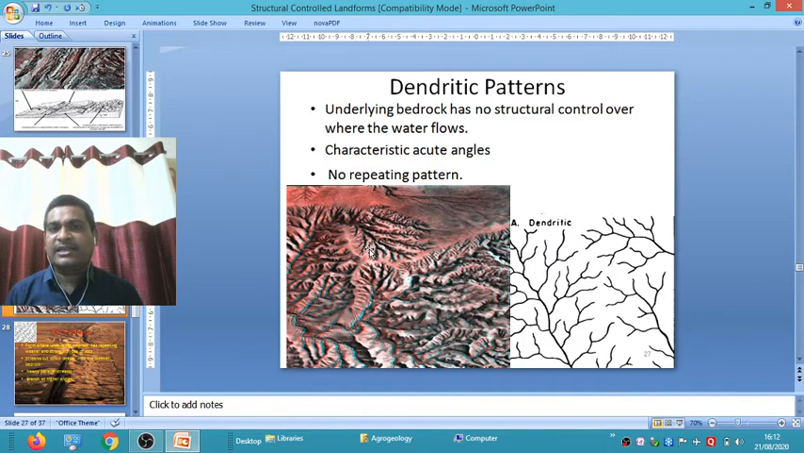Now, another detailed study of the dendritic drainage pattern. The underlying bedrock has no structural control over where the water flows. The characteristic is acute angles, meaning irregular, snake-like structures. No repeating pattern is found in the dendritic drainage pattern.